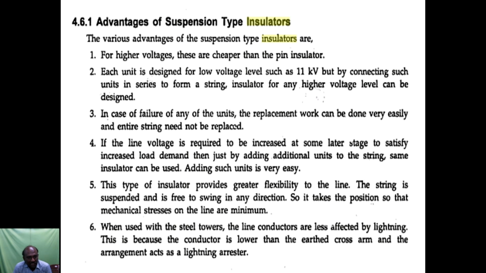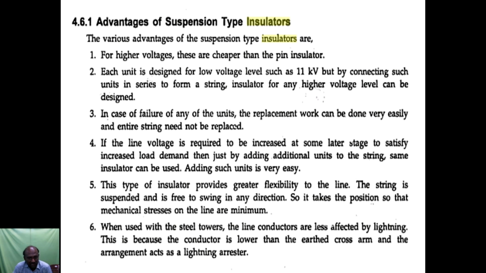If the line voltage is required to be increased at some later stage to satisfy the increased load demand, then just by adding additional units to this string, the same insulator can be used. Adding such units is very easy. So whenever we need additional units, we can easily add them to this suspension system.